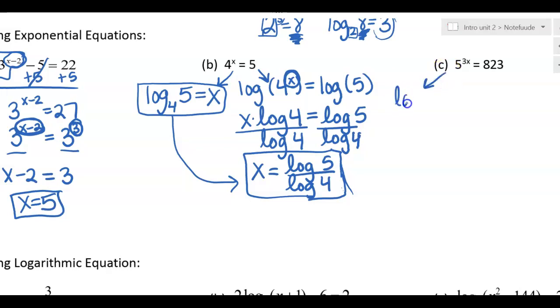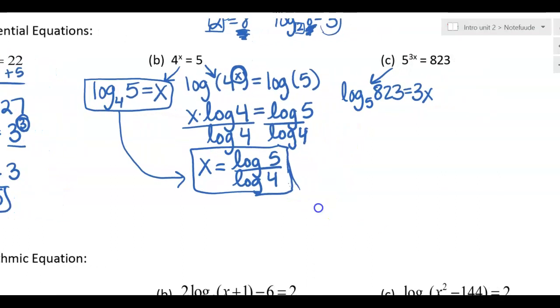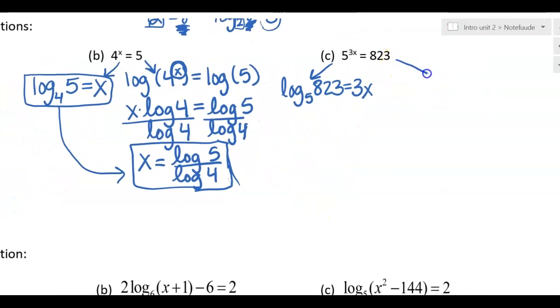If I rewrite it in log form, my base is 5. 823 is the number that would be inside the logarithm, and the exponent was 3x, so it would be there. If you guys do it as the log of both sides, you would have the log of 5 to the 3x power equals the log of 823.